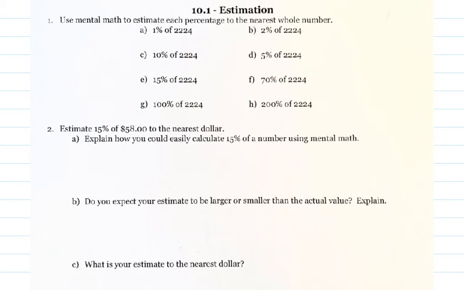Okay, so how this comes into play is using estimation to figure out each percentage to the nearest whole number. So we can use mental math and things like the 10% rule to answer these. We can also use some rounding to answer some of the examples below.